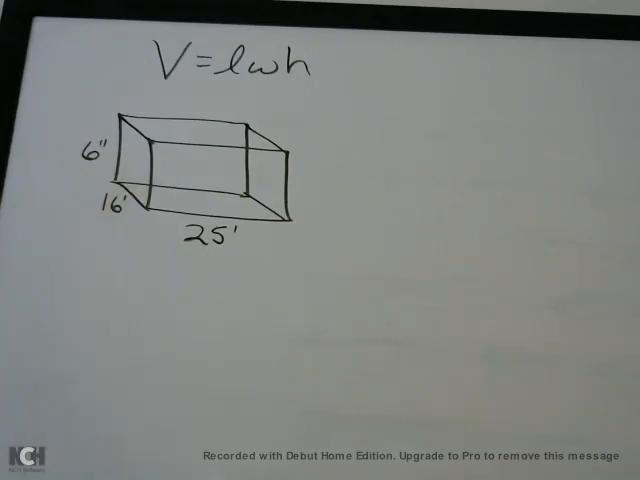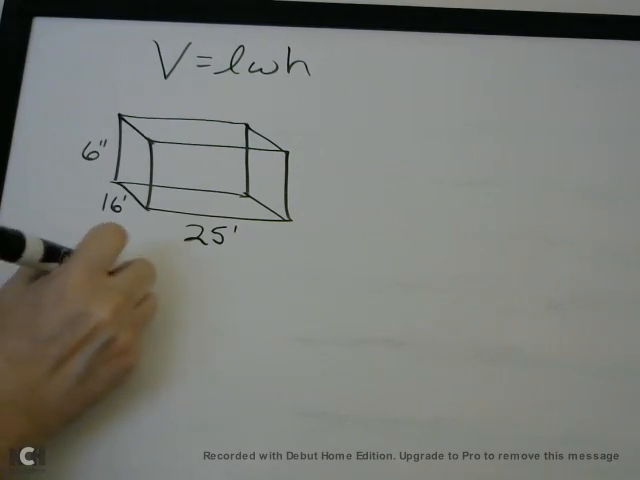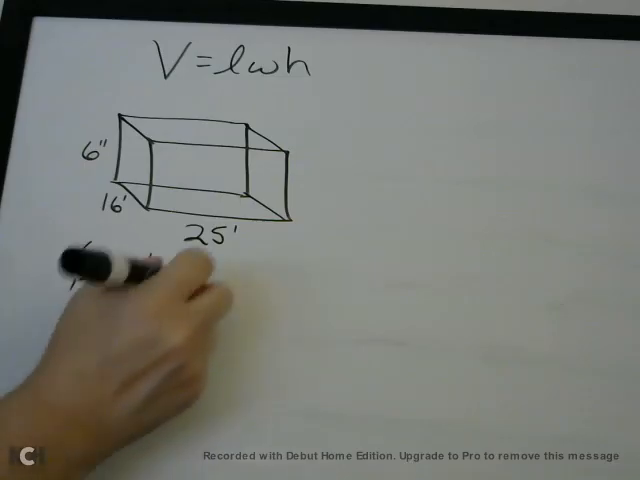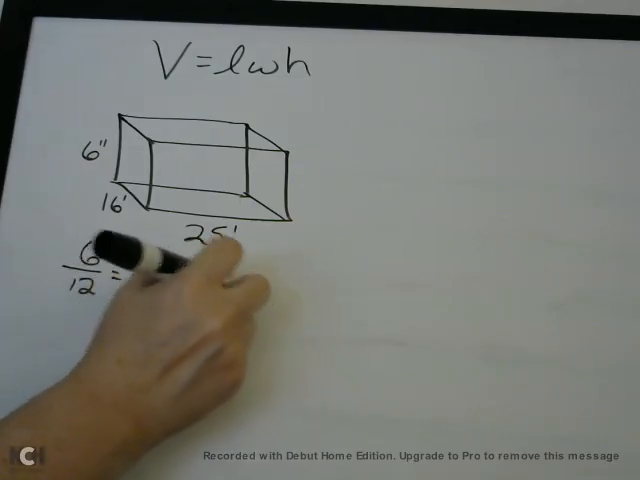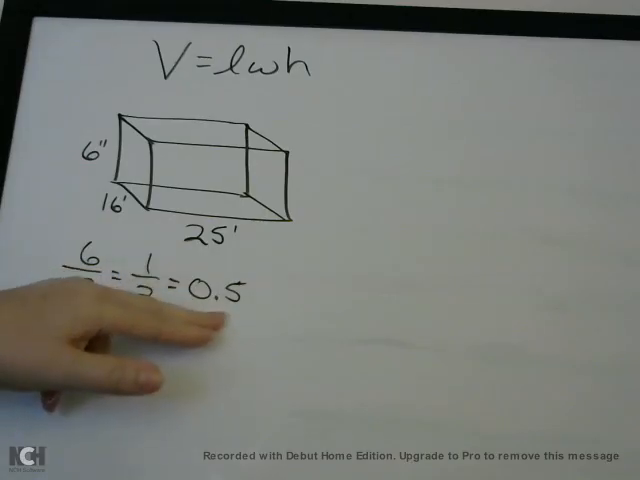How many feet would 6 inches be? Well, we know that there's 12 inches in a foot, so you definitely need to know that. So with 6 inches, all you do is take your inches and divide by 12. That's how many feet you're going to get. So 6 divided by 12 is 1/2. And you can write that as a decimal. 1 divided by 2 is 0.5. So 6 inches is 0.5 feet, or half a foot.